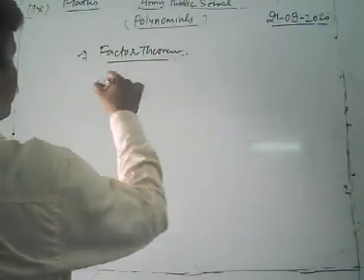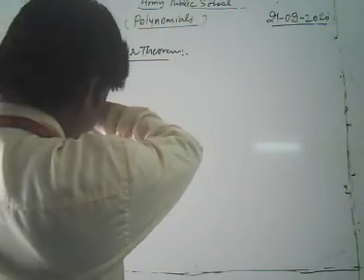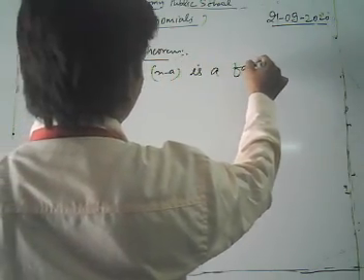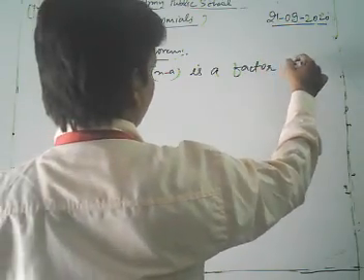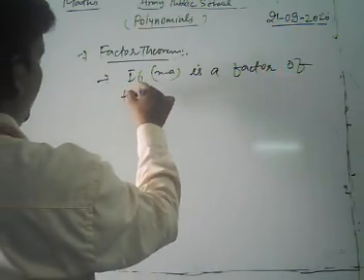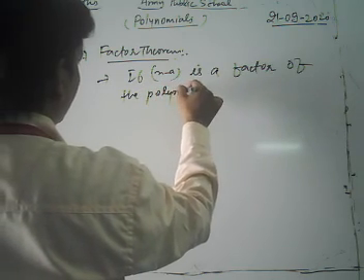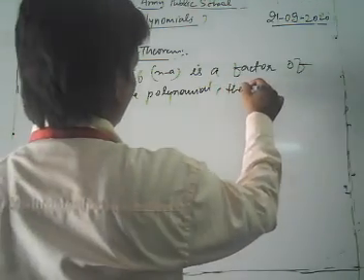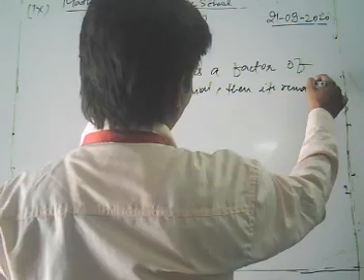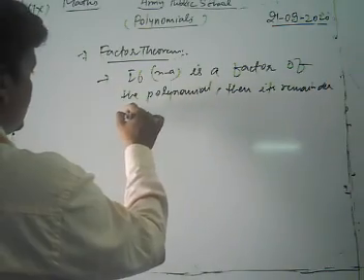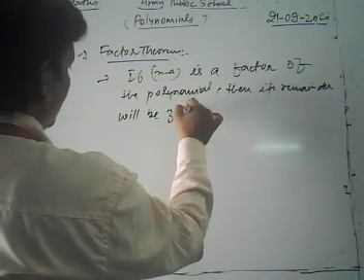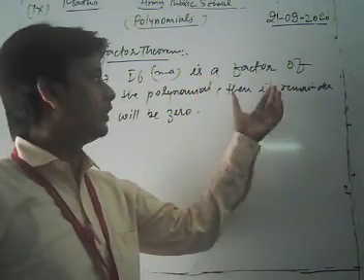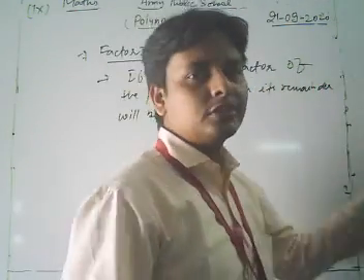Suppose x minus a is a factor of the polynomial. Then its remainder will be 0. In this way we can say that if x minus a is a factor of the polynomial, then its remainder will be 0.